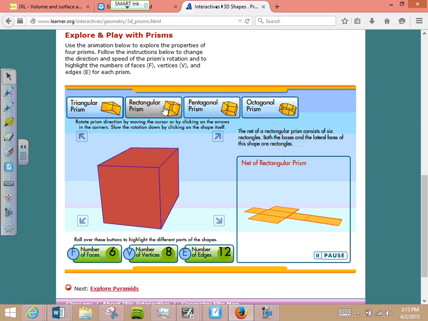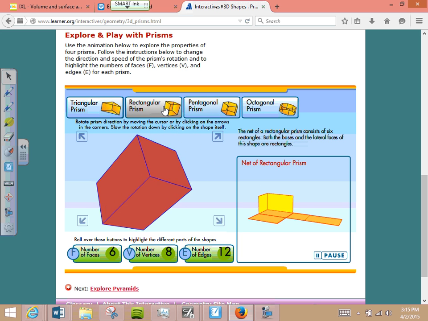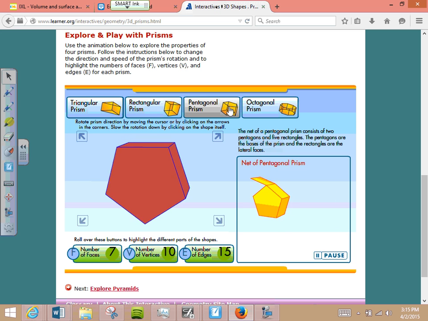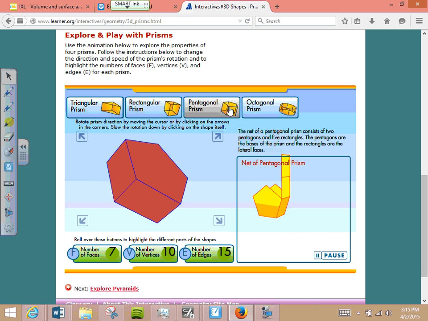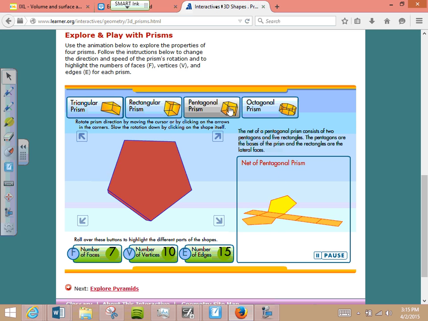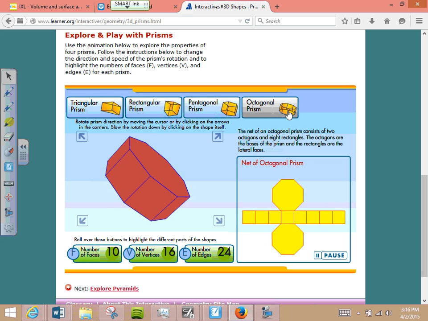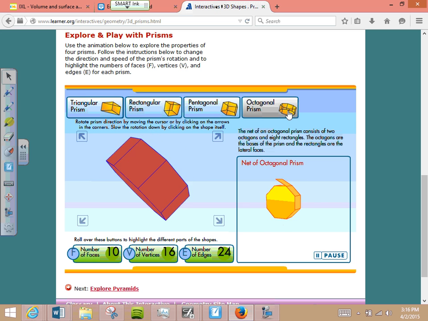Do you see that? Click on the pentagonal prism, the third one. That one's really cool. It looks like a cross. Now the next one. Pedro, the next one. That one looks kind of like a drum. Cool. It looks cool the way it folds.